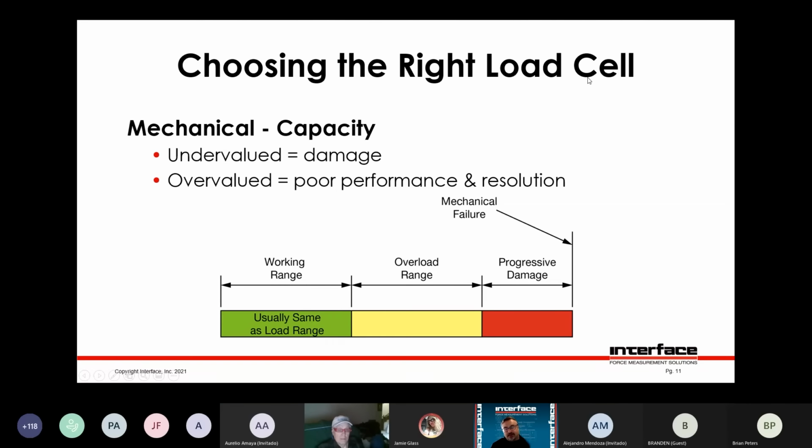One thing to note, there's a safe overload range available in load cells on the specification sheets. It's called safe overload, and that's a range above the capacity, usually 50%, sometimes more. And that is where you're allowed to go, but you should try not to, and it's just for accidental use, basically. And repeated use up in the safe overload range will limit the life of the load cell. And anything beyond that, you risk permanent irreparable damage.